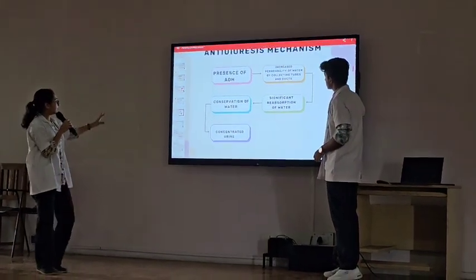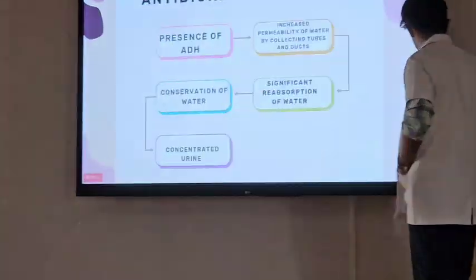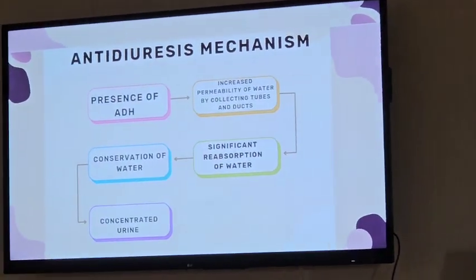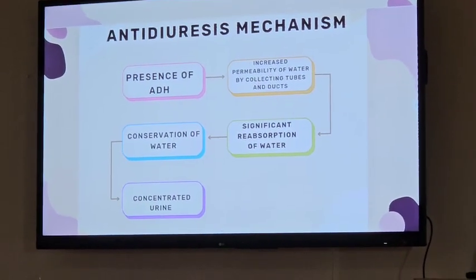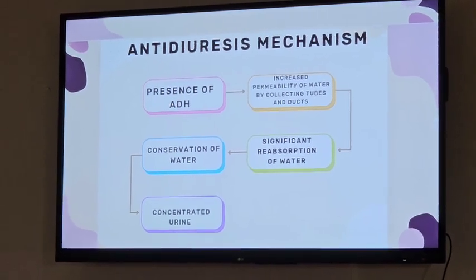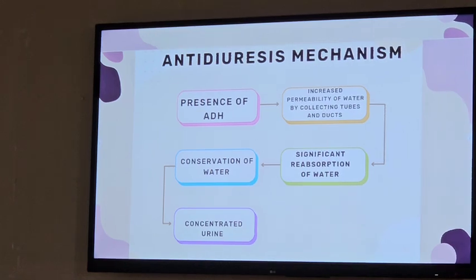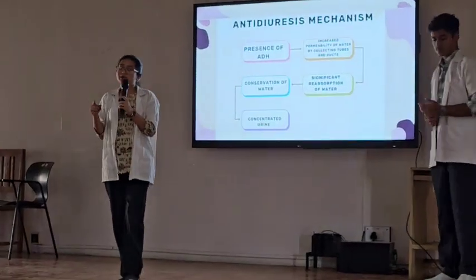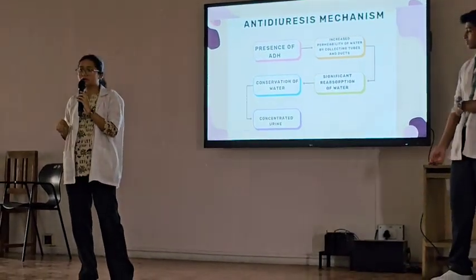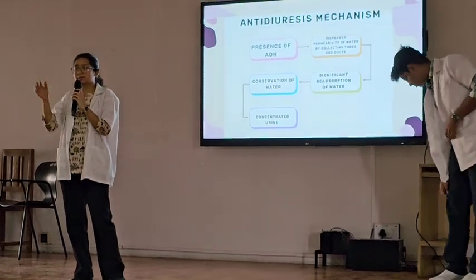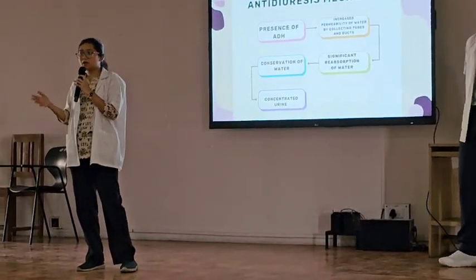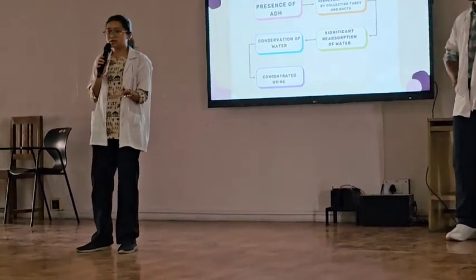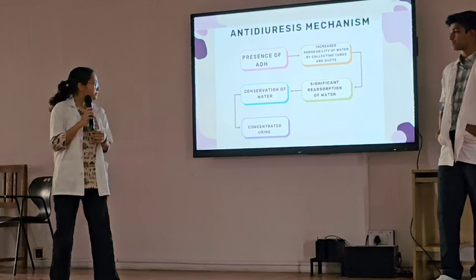So this is the actual antidiuresis mechanism. Whenever there is presence of ADH in the body, the permeability of the collecting tubules and renal tubules to water increases, which leads to significant reabsorption of water and its conservation. So concentrated urine is produced. Now whenever there is absence of ADH in the body, these collecting tubules and renal tubules become less permeable to water. So there is extreme loss of water in the urine, and hence it produces diuresis, which means more urination.